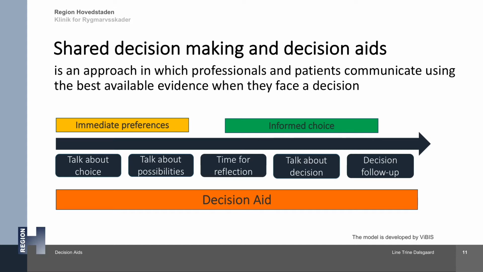For some decisions, this can be accomplished with only one conversation with the patient and relatives. For other decisions, this is a process over time, which also involves the whole interdisciplinary team. Most decisions during rehabilitation after spinal cord injury demand several discussions, time for reflection, and an interprofessional approach. Decision aids, the red line on the bottom, can support the shared decision-making process and ensure the patient and relatives are involved. The decision aid can be used for part of the process or the whole process.